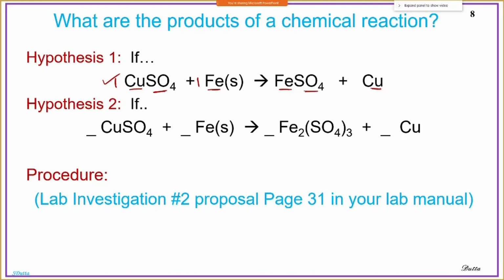Okay. How about the second one? Is it balanced? No, I have 2 here, so I need to put 2 here. I have 3 sulfate, I need to put 3 sulfate here.